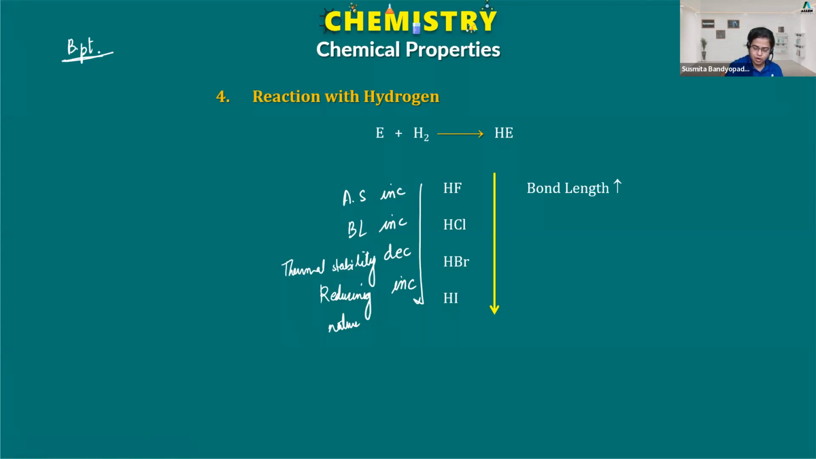So bond length increases. Agreed. Thermal stability decreases. Reducing nature increases, you'll get more of hydrogen. Thermal stability decreases because they are no more compatible because of the sufficient size difference. Acidic character also increases. Fine.